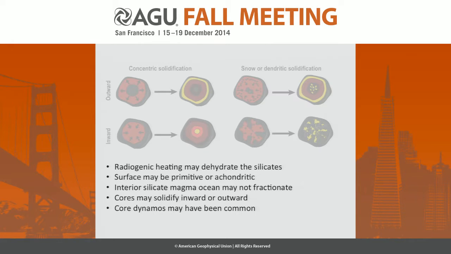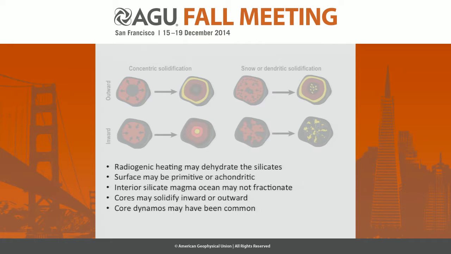An interior silicate magma ocean is not likely to fractionate because it would either not have melted to completion, or it would have a very high crystal fraction and not allow crystal settling, except perhaps just the first few percent of crystals would be the only ones that could settle.